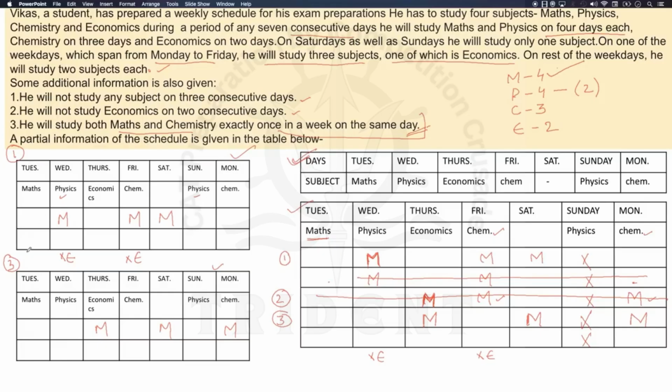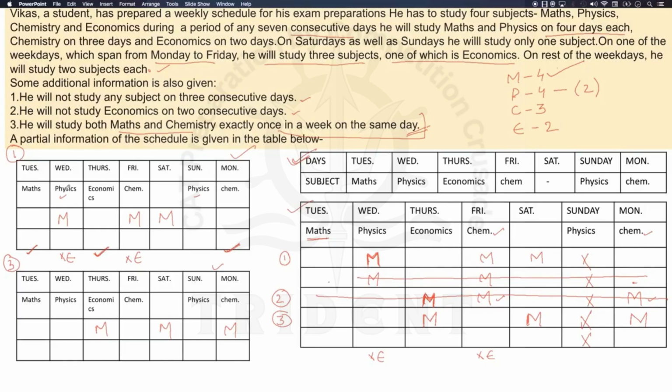Again repeating, that is Tuesday, Thursday and Monday. In these 3 days we'll have to arrange 2 physics. So the total possible combinations is 3C2, which is 3. Now let's try to strike them down. Can you put physics on Tuesday and Thursday? We cannot put physics on Tuesday and Thursday because there would be 3 consecutive physics. So one combination is gone.